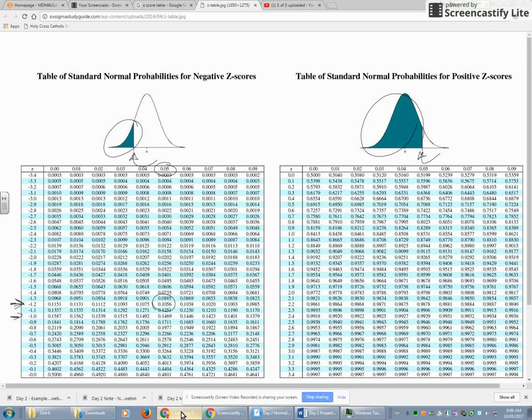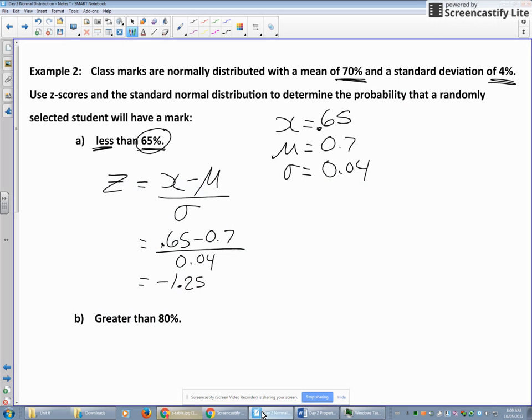I couldn't see on the smartboard. So that has a value of 10.1056. So our probability that our X is less than 0.65, that our percentage is less than 65%, is really the same as the probability that our Z is less than minus 1.25.